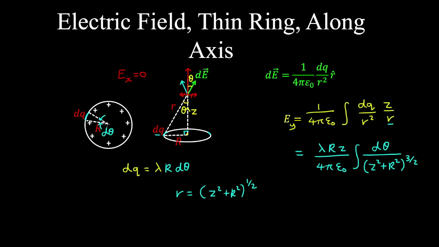And here we're integrating with respect to theta. So from theta equals 0 to 2 pi, given we have a circular ring. So given z and r are constant, we can take this expression outside the integral.